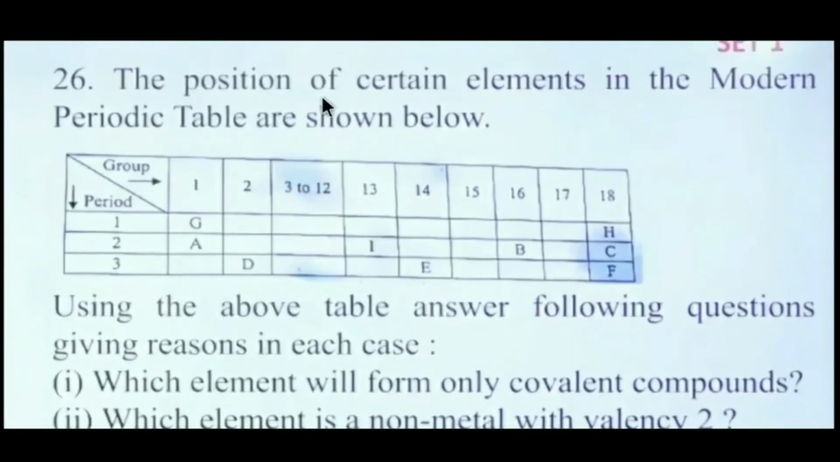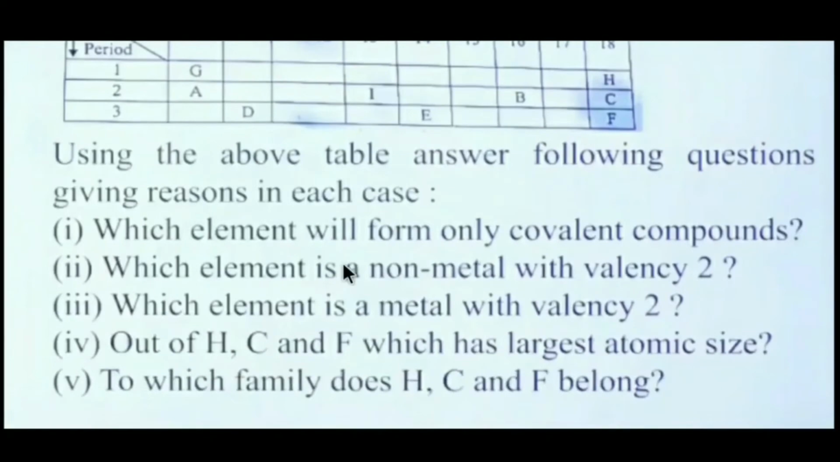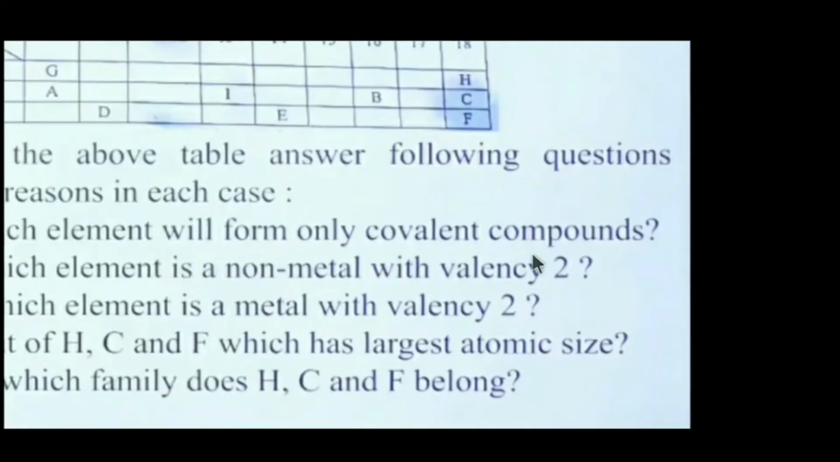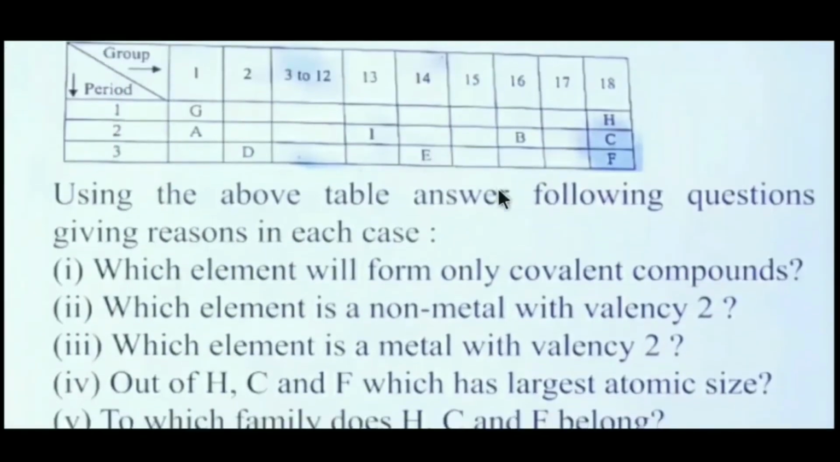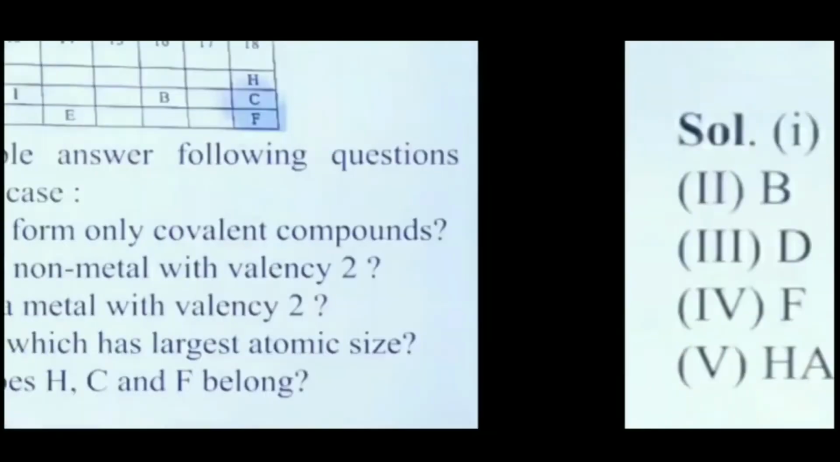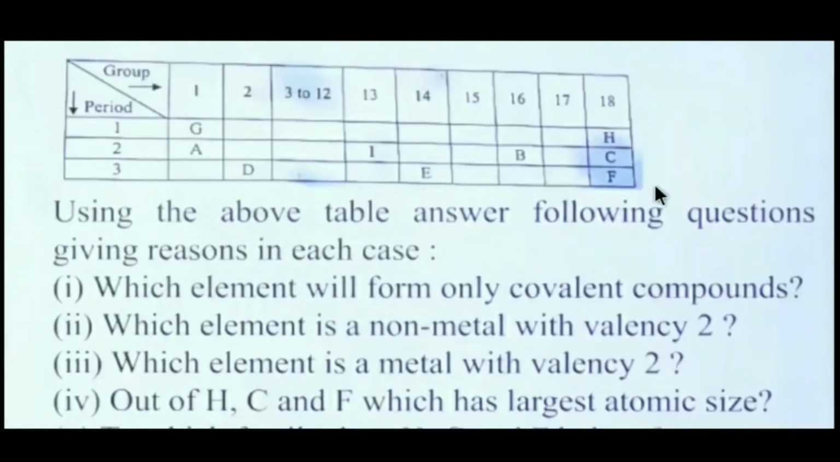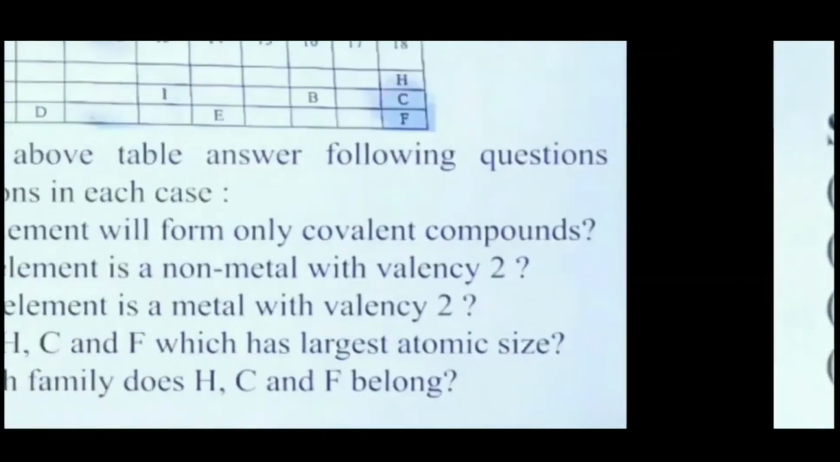Now this type of question: the positions of certain elements in the modern periodic table are shown below. After seeing the table, solve the 5 questions. Which element will form only covalent compounds? Answer is E. Which element is the non-metal with valency 2? Answer is B. Which element is a metal with valency 2? Answer is D.